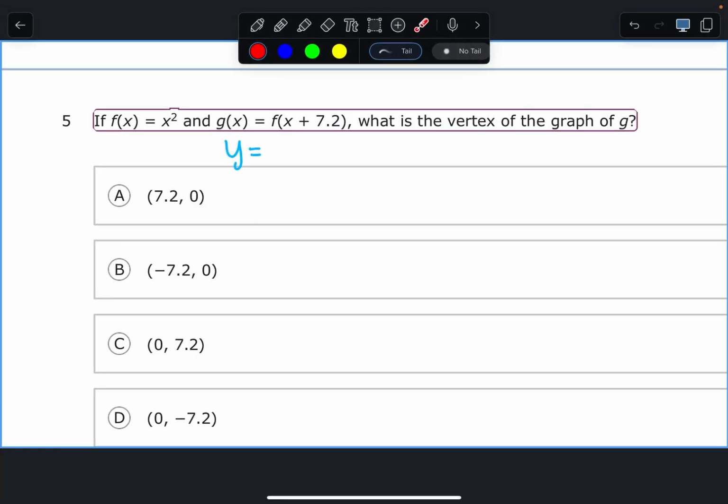So I'm going to take the f away and write x plus 7.2 squared. Now I have it ready to put into y equals. So put that into y equals. And then hit graph.